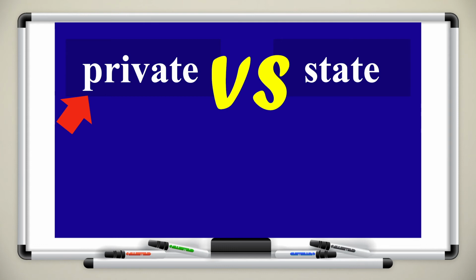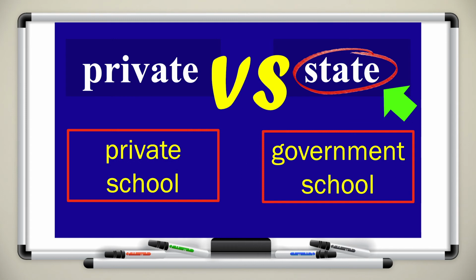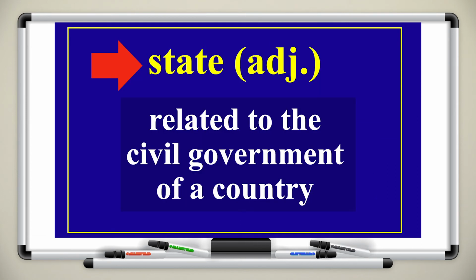What do you think is the difference between private and state? For example, when it comes to private, we have certain private schools. However, when it comes to state, we have governmental schools. So what do you think state here means? It's an adjective, and it means related to the civil government of a country.